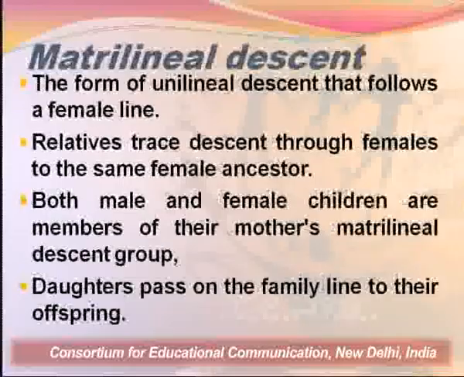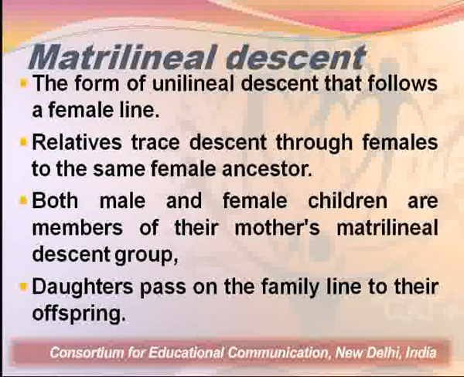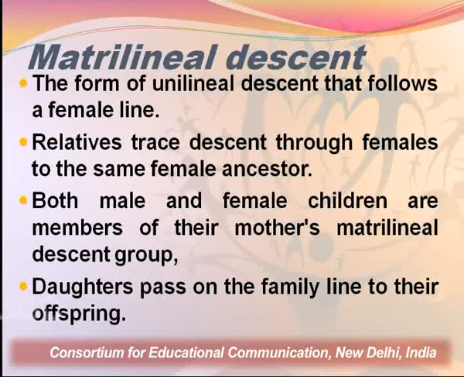The second form of unilineal descent is matrilineal descent. In matrilineal descent, the form of unilineal descent follows a female line. That is to say, the female line is used to trace ancestry and pass down the property. Relatives trace descent through females to the same female ancestor. So, here the tracing of the ancestry would end in a female member. Both male and female children are members of their mother's matrilineal descent group. Daughters pass on the family line to their offspring.